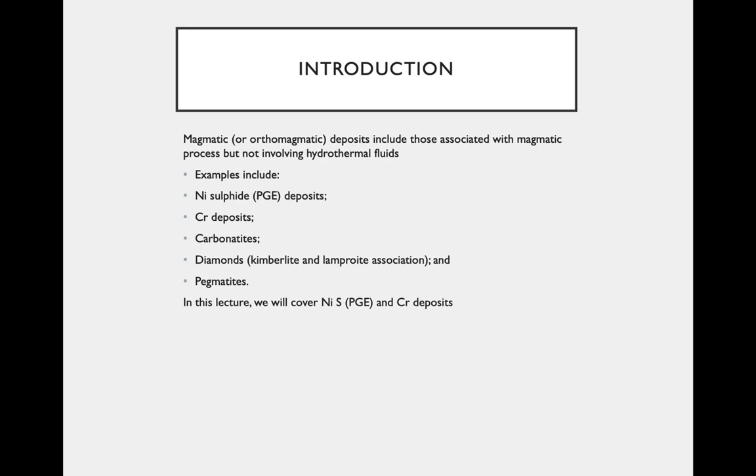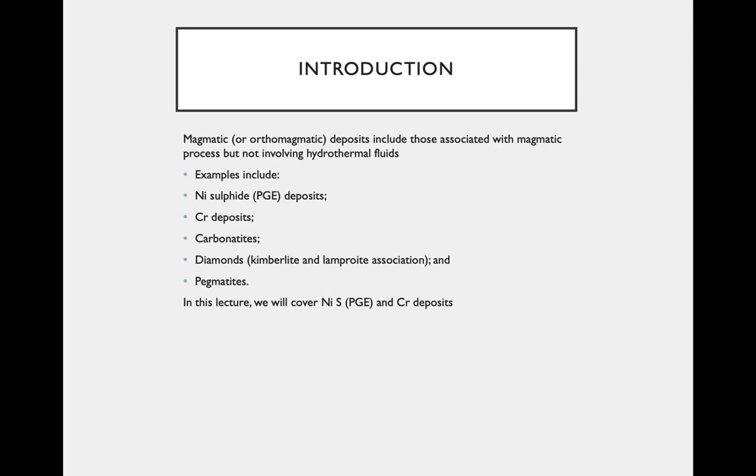So the kind of examples we're looking at might be nickel sulfide or PGE deposits. Nickel sulfide deposits are becoming quite important now with the high demand for nickel. Nickel prices are very good, so nickel mines are becoming very important because they're used a lot in batteries and EV vehicles. So Elon Musk is quite keen on these.